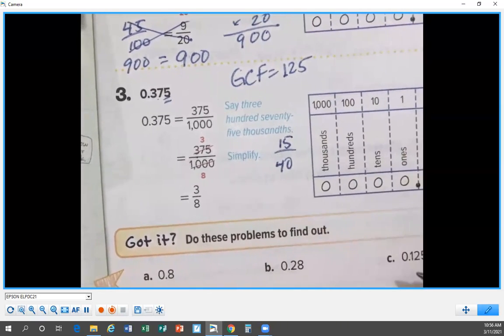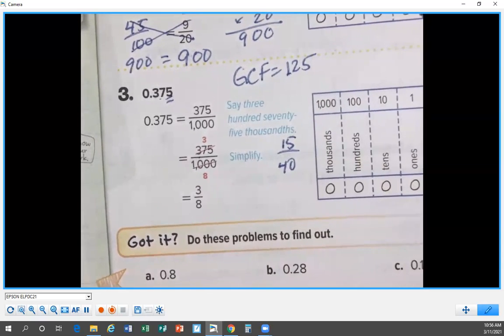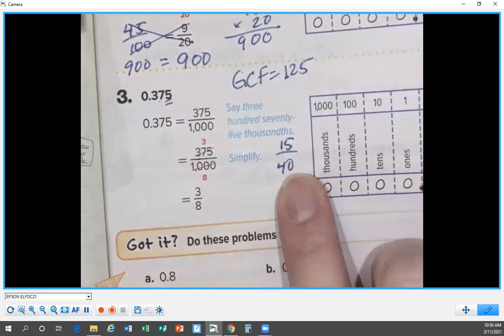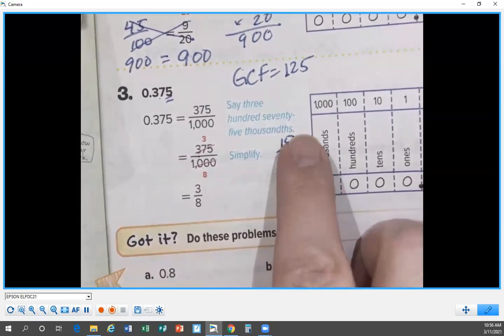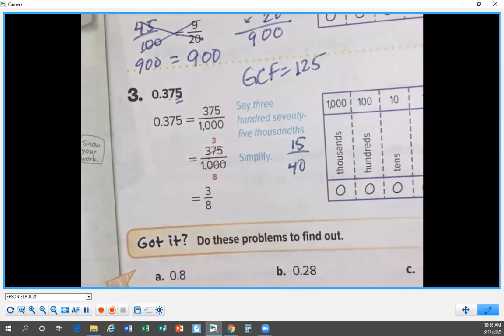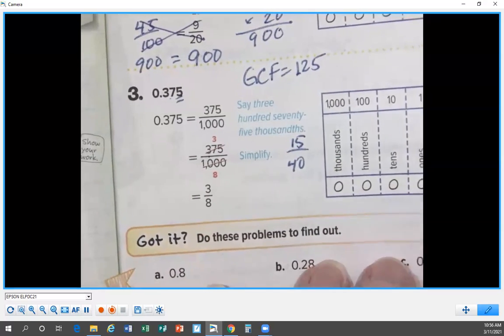And then you would have looked at the 15/40ths and said, oh, I can simplify that further. 15 and 40 are both divisible by 5. I get 3/8, 3/8. Okay, let's do a few more practice problems.